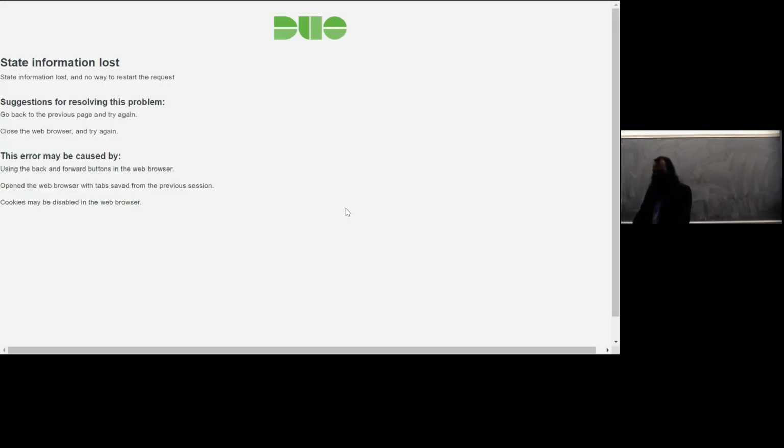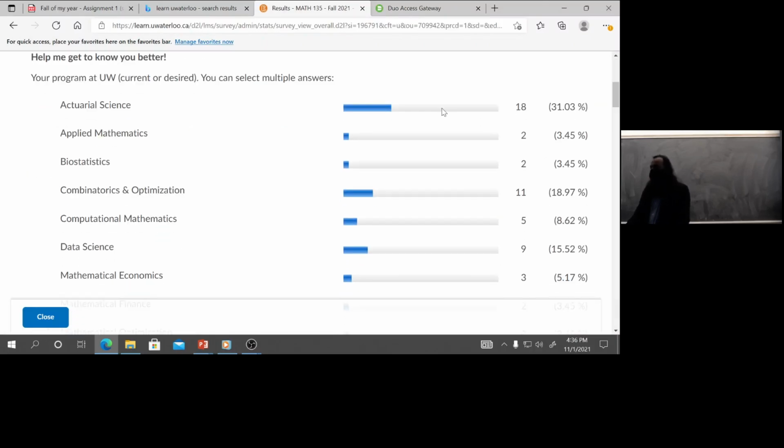Yes, okay. Oh, two-factor authentication. I don't know why it does that. I got this to work in the other class, actually. So F11 is what you want to hit. F11, all right. Okay, here, so, okay.